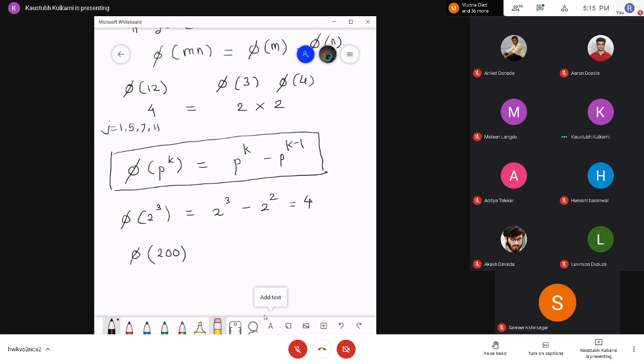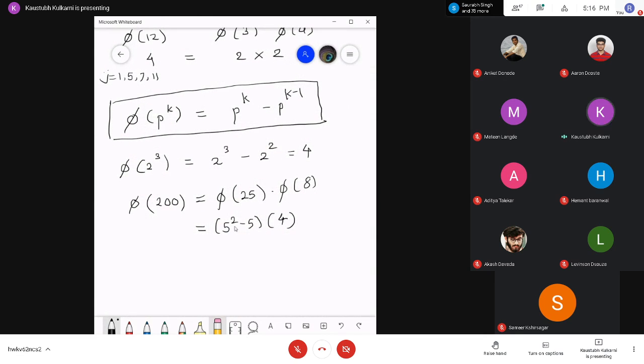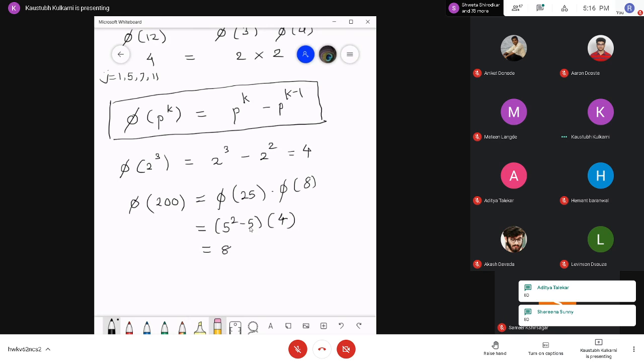Okay. So 200 is 25 into 8. We are searching for powers of primes now. So this is equal to the totient function of, and 25 and 8 are relatively prime, so the totient function of 25 into the totient function of 8. Now this is 5 square, so 5 square minus 5 by this theorem, and this is multiplied by, this is 2 raised to 3. We have already calculated it here directly, so it is 4. Actually it is 2 raised to 3 minus 2 raised to 2. So 5 square is 25 minus 5 is 20, multiplied by 4. Right? This should be the answer. Yes.